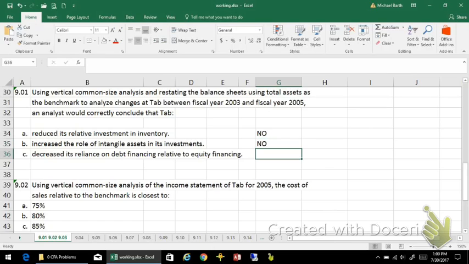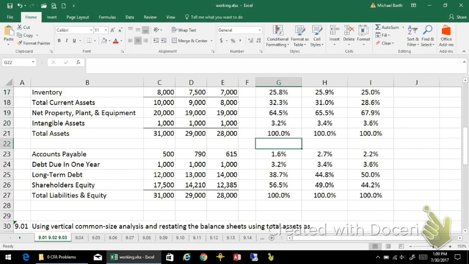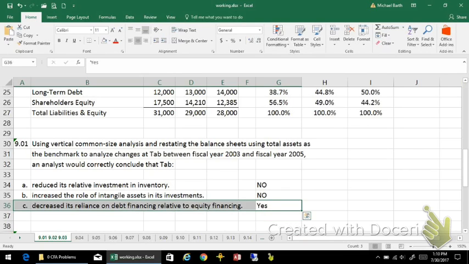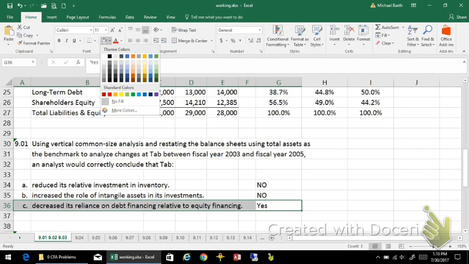And decreased its reliance on debt financing relative to equity financing. Okay, well, the shareholders' equity has increased, and so that means that the total liabilities would have to decrease. So decreased its level of debt financing and increased equity financing. The correct answer is C.